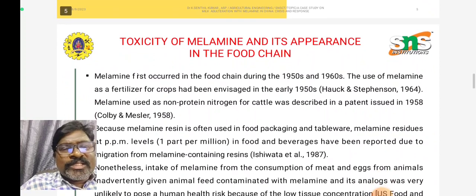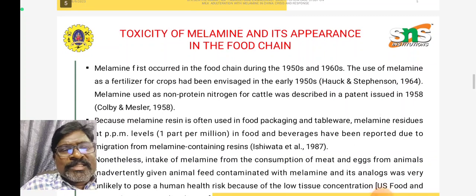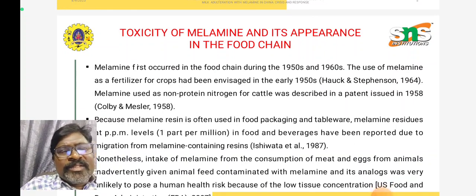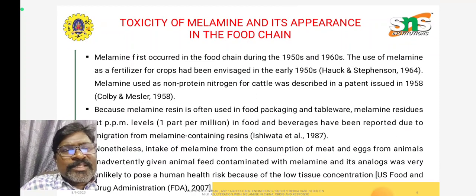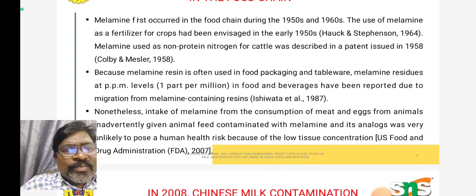Let us see the toxicity of melamine and its appearance in the food chain. Melamine first occurred in the food chain during the 1950s and 60s. The use of melamine as a fertilizer of crops was investigated in the early 1950s. Melamine used as a non-protein nitrogen for cattle was described in a patent issued in the year 1958. Because melamine resin is often used in food packaging and tableware, melamine at ppm level in food and beverages has been reported due to the migration from melamine-containing resins.